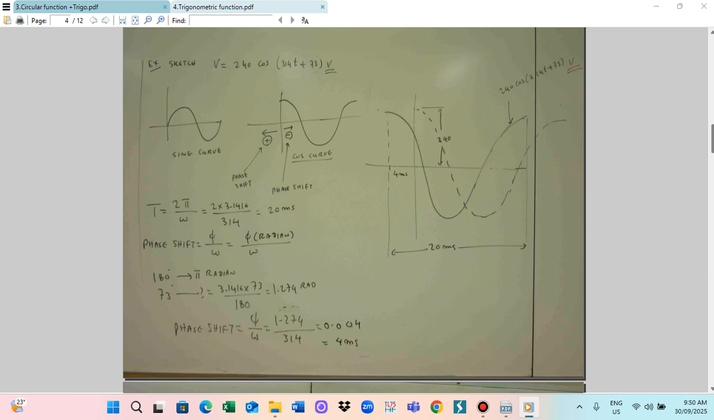In this case, we also need to calculate the magnitude. But here you need to change to radians, because this one is given in degrees. So φ in radians divided by ω. Firstly we need to calculate φ in radians. 180 degrees equals π in radians. So 73 degrees, how many radians? We use 3.1416 multiplied by 73 divided by 180. By solving this, you get the angle: 1.274 radians.